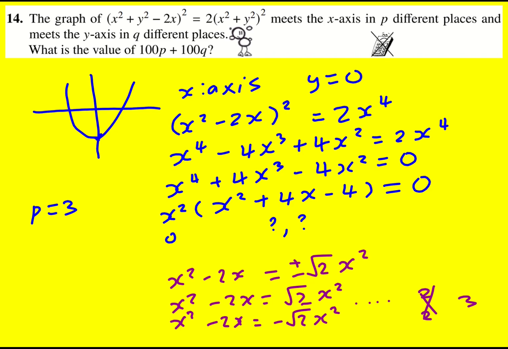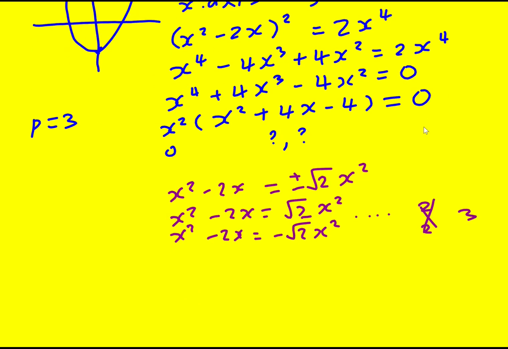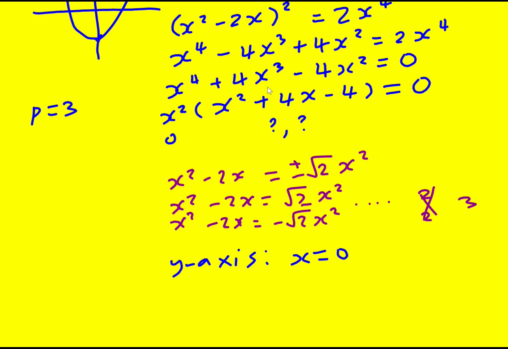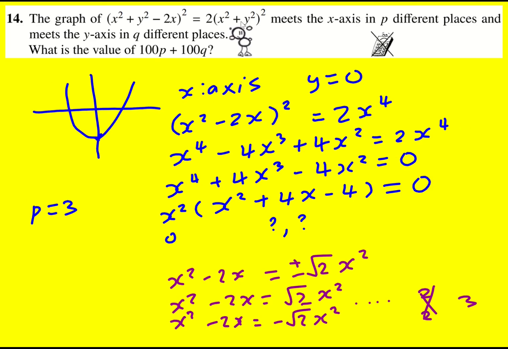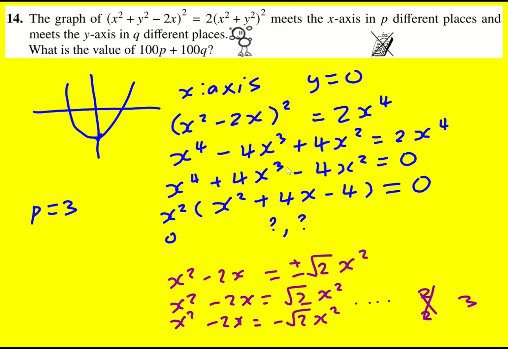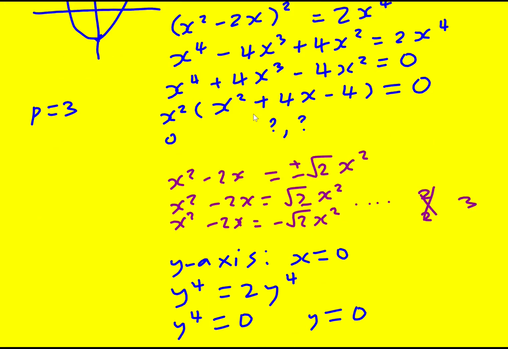Right, let's look at the y-axis now. So that is going to be when x is equal to 0. Okay, so I'm going to get just y squared squared. So I'm going to get y to the 4 is equal to 2y to the 4. That means that y to the 4 is going to equal 0. And I'm just going to get one solution, y equals 0. So q is going to be 1.